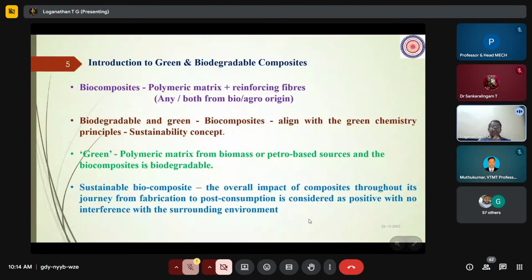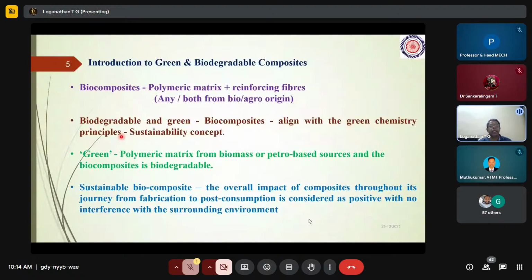So what do you mean by green and biodegradable composite? A biocomposite can be a polymeric matrix and reinforcing fibers, which is the prominent ingredient of the composite. People understand this very well because most people are working on composites. These are the two major ingredients: one is the matrix, another is the reinforcement fibers. If any of them or both of them are of bio or agro origin, then we call it a biocomposite. So there is no question of whether it is biodegradable.